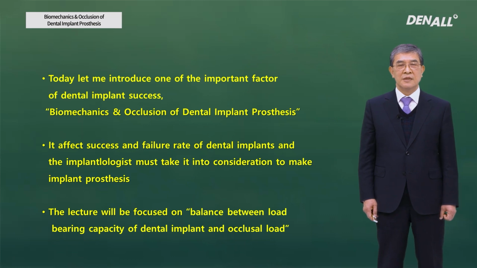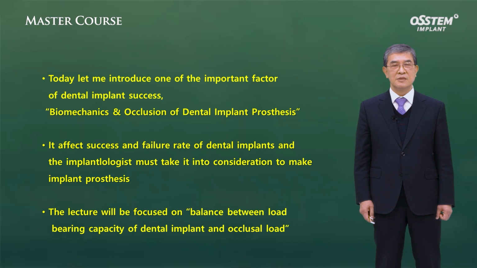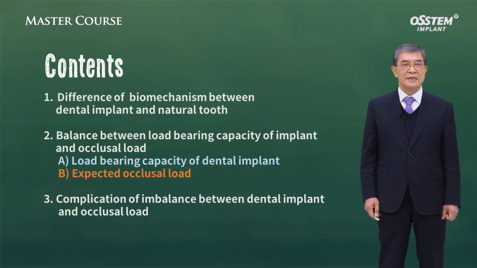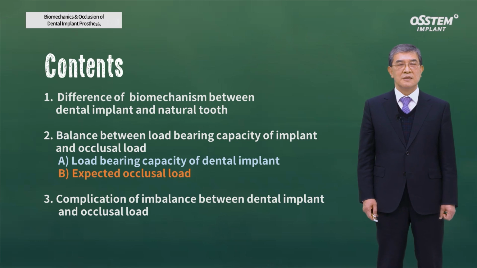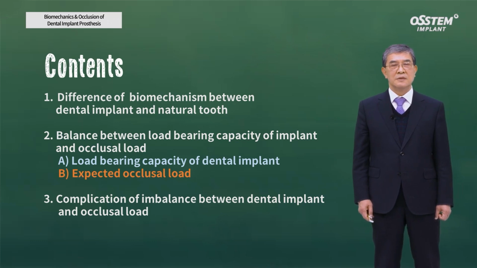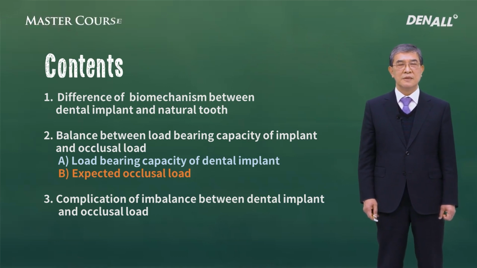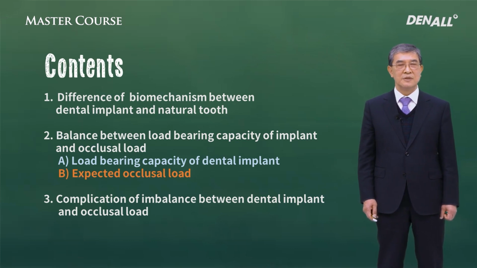Today's lecture involves how to find the right balance between the load balancing capacity and the anticipated occlusal force of implant. First, I'm going to talk about difference of biomechanism between dental implant and natural tooth. Second, balance between load-bearing capacity of implant and occlusal load. I'm going to talk about how to achieve balance between that. Finally, when there is imbalance, I'm going to talk about what kind of complications there could be.